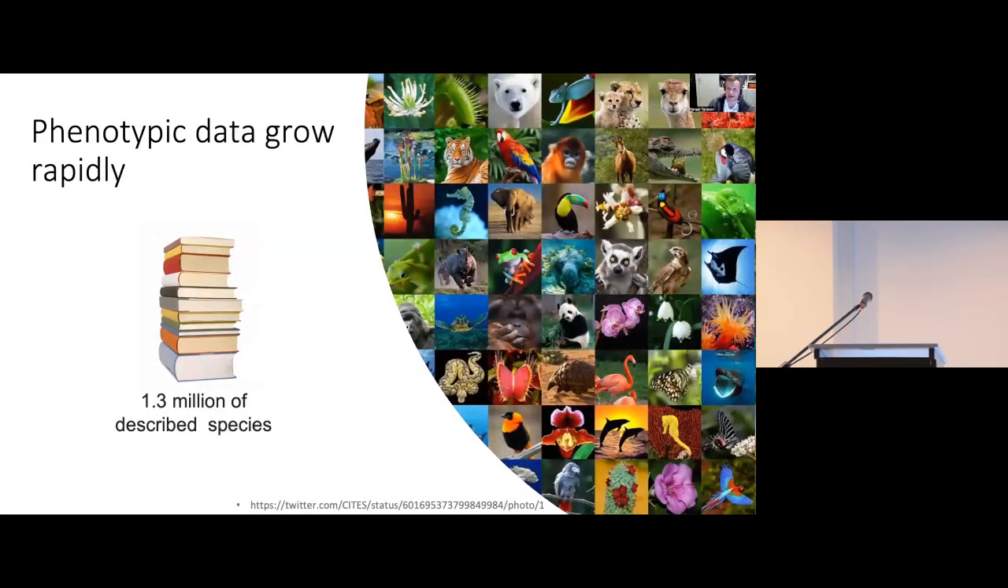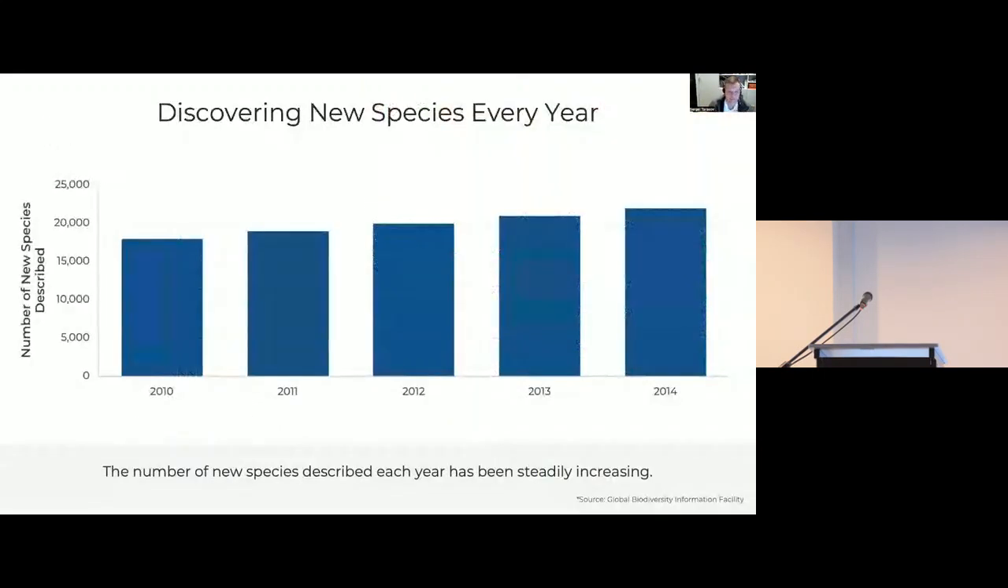Phenotypic data are growing rapidly, and many of these data come by means of species descriptions. Currently, we have more than 1 million species described, and these descriptions are published in various papers and monographs. Additionally, scientists describe from 15 to 20,000 new species every year. Should we have this data in a machine-understandable format, this would probably change the way we do biology.